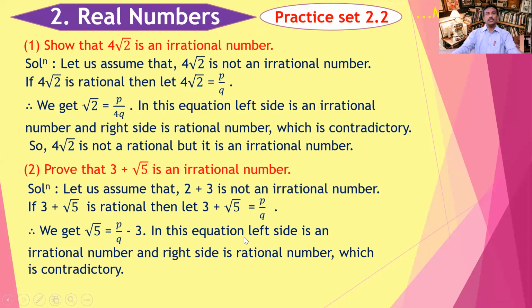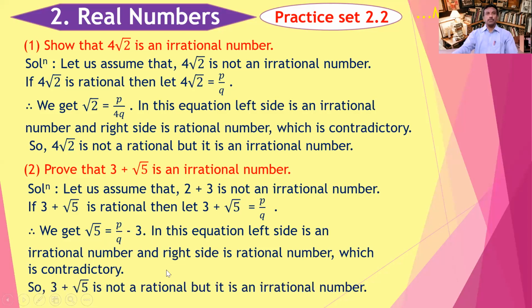Now, in this equation, again, the left side of the given equation is root 5, and that is an irrational number. And the right side, P upon Q minus 3, is a rational number, which is again contradictory. It is not possible. Irrational is not equal to rational. And therefore, we can say that 3 plus root 5 is not a rational number, but it is an irrational number. Got it? Okay.